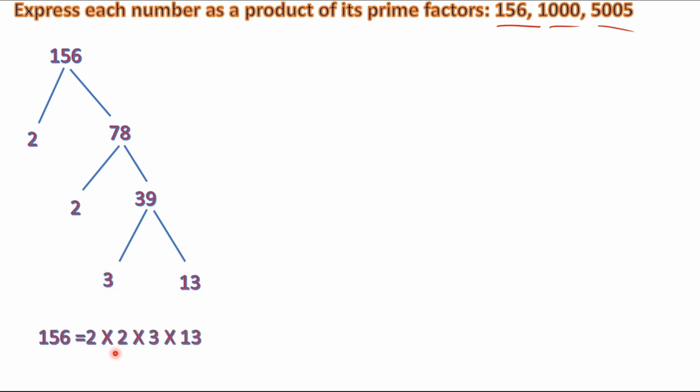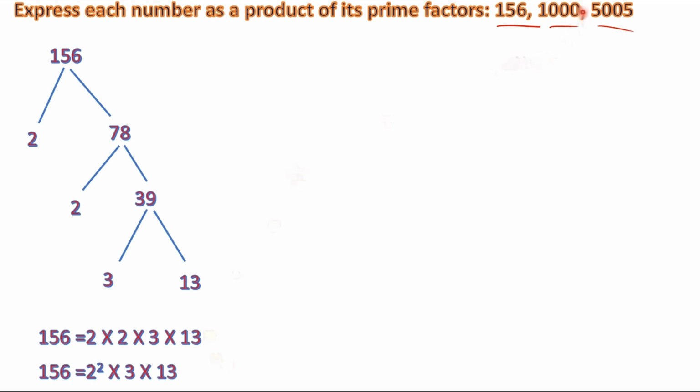So we have written it as a product of prime numbers. Here 2 into 2 can also be written as 2 square into 3 into 13. Finally we have written the composite number 156 as a product of prime numbers. This is what the arithmetic theorem says.